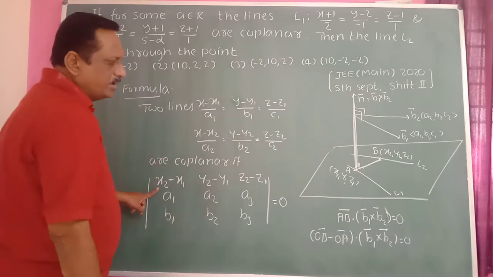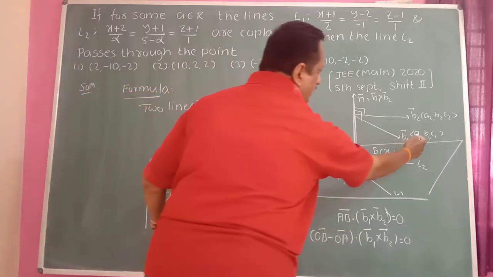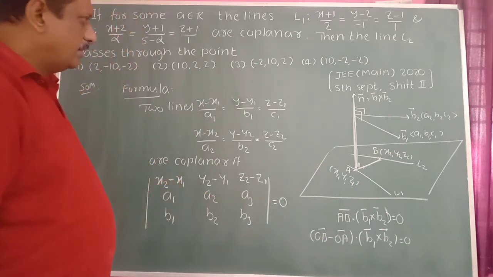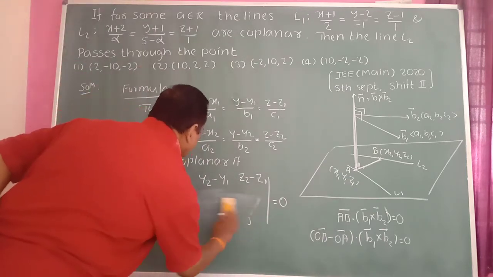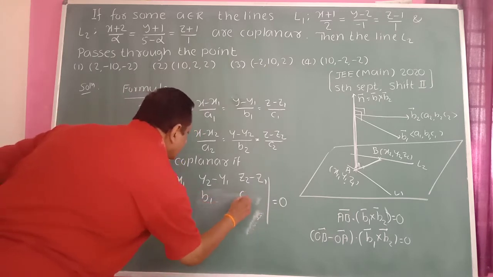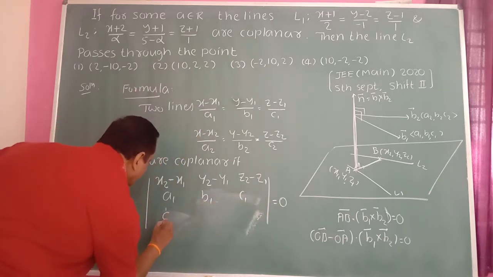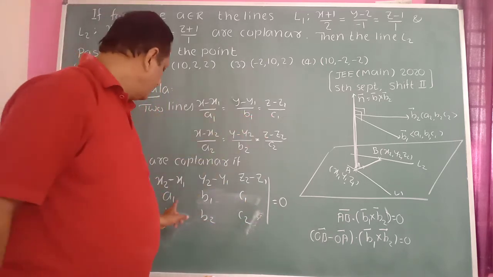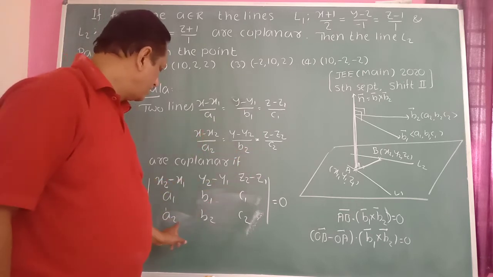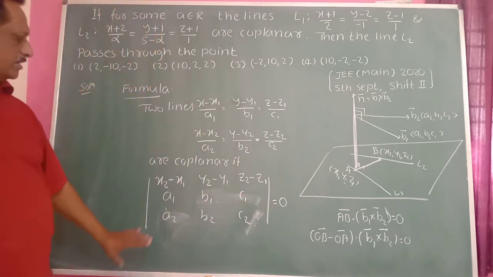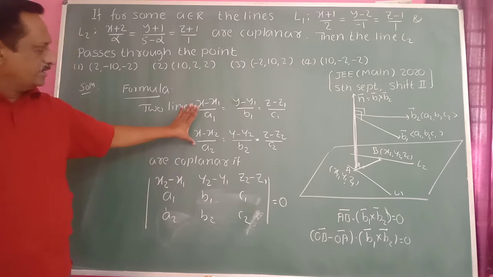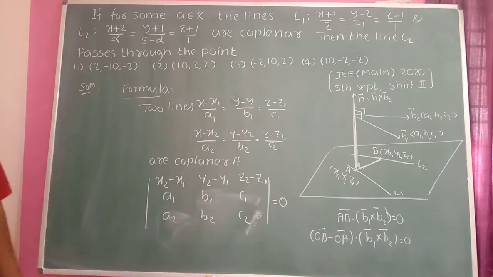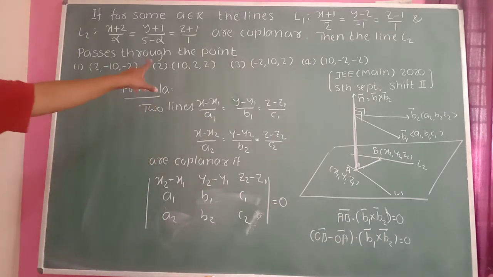Then b1 has direction ratios a1, b1, c1, and b2 has a2, b2, c2. So the determinant with rows (x2 minus x1, y2 minus y1, z2 minus z1), (a1, b1, c1), (a2, b2, c2) is equal to 0. If this condition is satisfied, then these two lines are coplanar, they lie on the same plane. We are using this formula in this example.